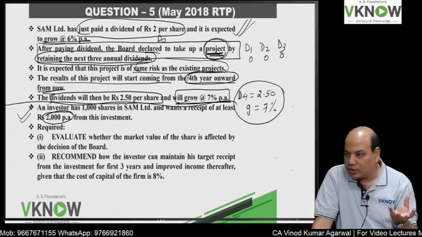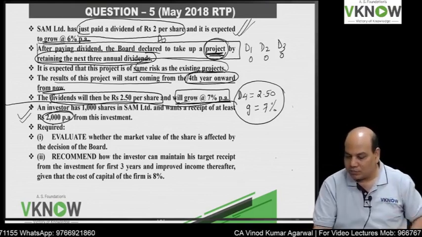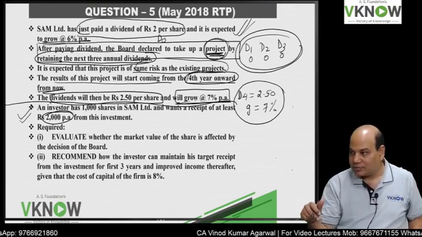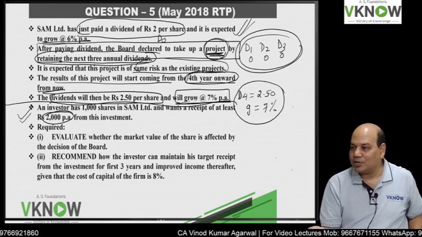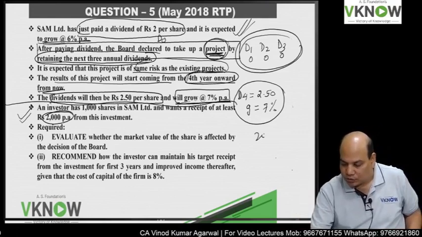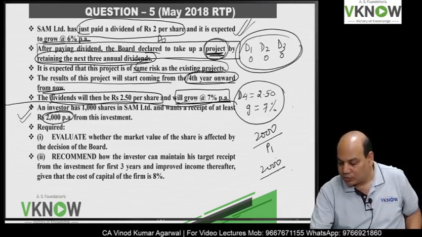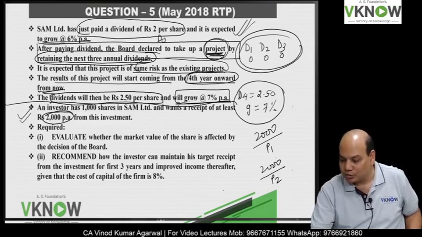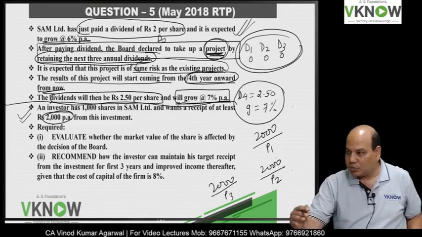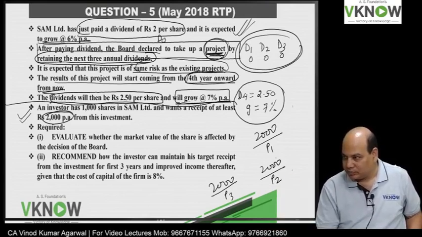If you are in need of funds, by investing in a share, either you should get dividend or you should sell the share. If the company undertakes the new project, it won't pay dividend. Then how do you get 2000 rupees? By selling the shares. How many shares will you sell? 2000 divided by the price of the share at the end of year 1, 2000 divided by the price at the end of year 2, 2000 divided by the price at the end of year 3. Because from the 4th year onwards, the company will start paying the dividend. Is it right?